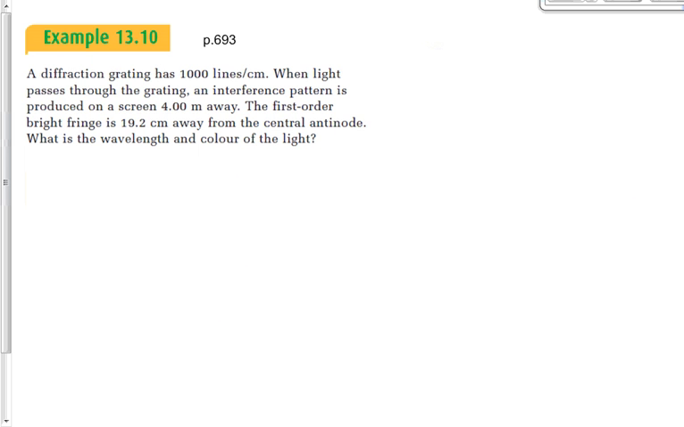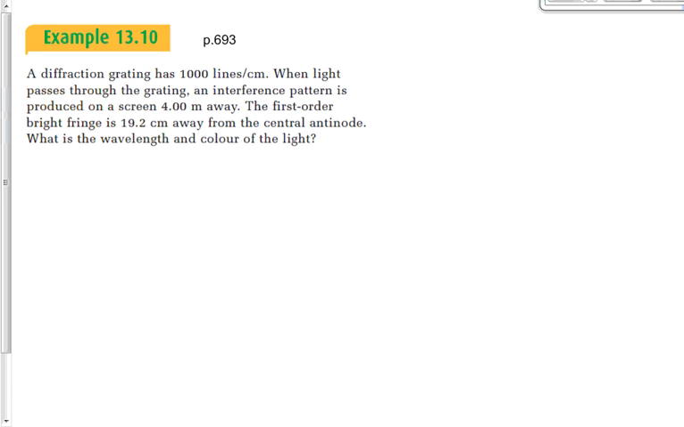Okay, I want to take a look at another example, but this one is going to seem a little bit different. This one says a diffraction grating has 1,000 lines per centimeter. What's a diffraction grating? Well, we used that term yesterday, but we didn't really talk about what it was. You had slits all over the place. Well, not literally, but you got multiple slits, not just two openings, but maybe 100 openings. Maybe 1,000 or 10,000 openings instead of two. Now, the interference pattern that you see is essentially the same, so it's not going to change things dramatically for us.